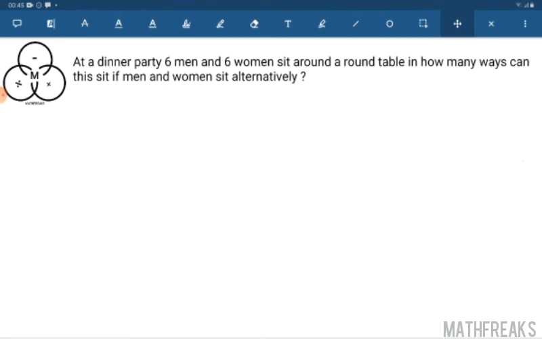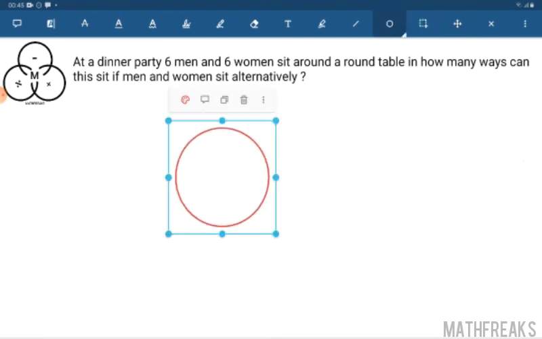At a dinner party, 6 men and 6 women sit around a round table. In how many ways can they sit if men and women sit alternatively?